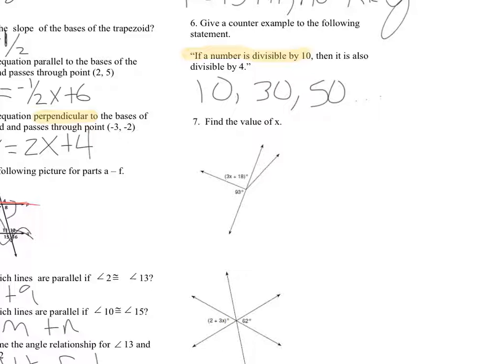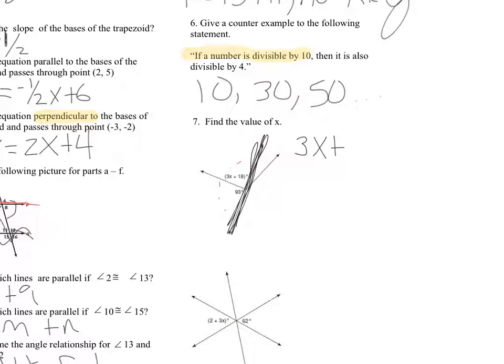Last two, find the values of x, so just some algebra here. So, understand what you're looking at. The only thing you know for sure is this is a straight line. Because that's a straight line, these make a linear pair. Linear pairs are supplementary and add to 180. So 3x plus 18 equals 93. Nope, that's wrong. Sorry. See, even I made a mistake.